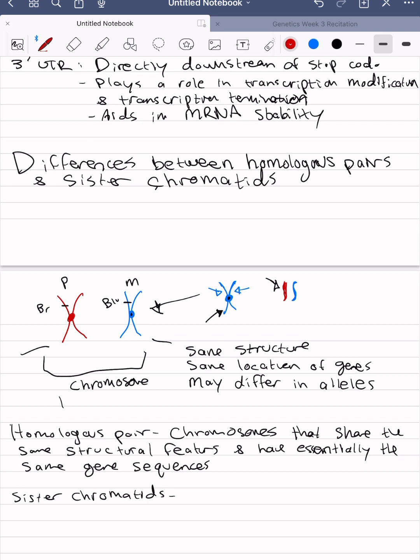So when replication is occurring, let's say that these are the centromeres right here. This side is going to copy and become similar to the other side. It's going to be an exact identical copy of the chromosome. So sister chromatids are just identical replicates of a chromosome.